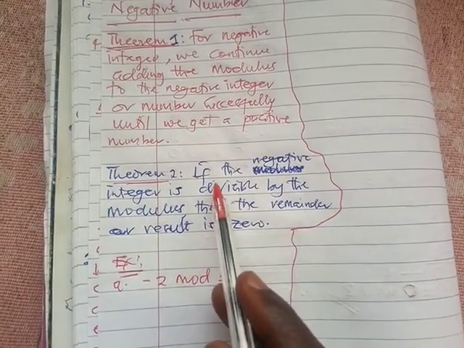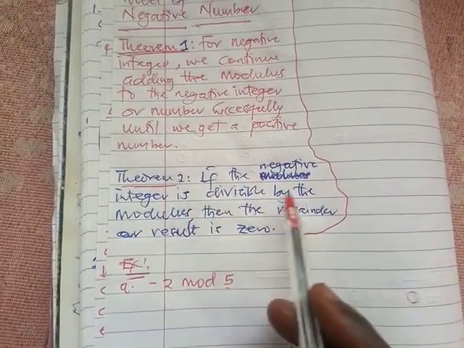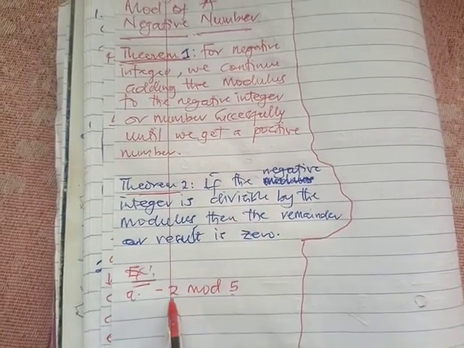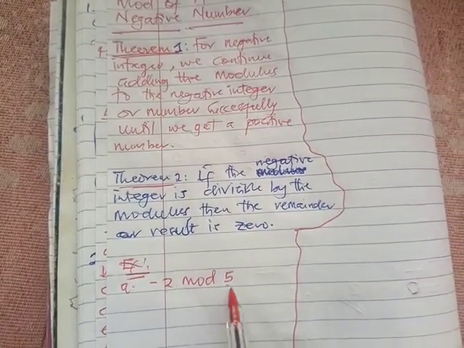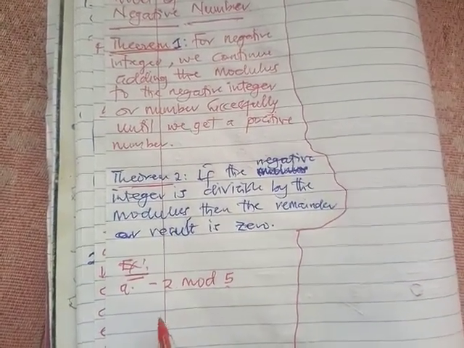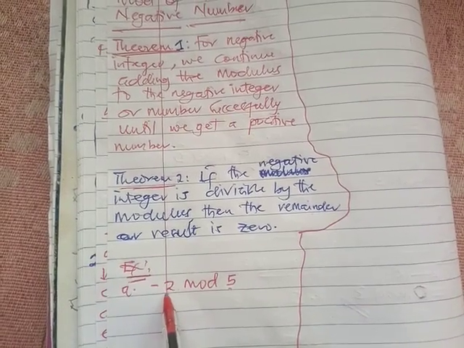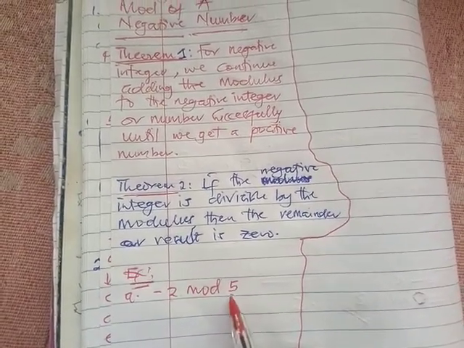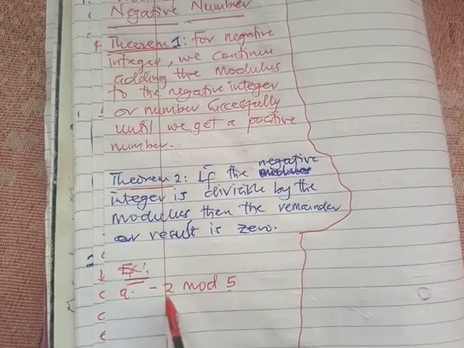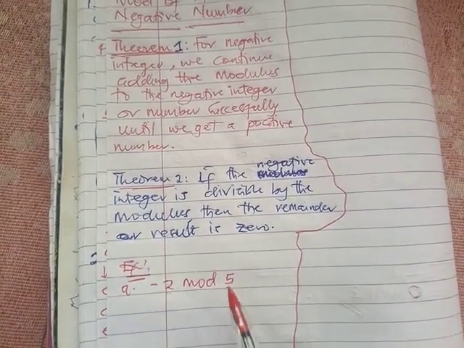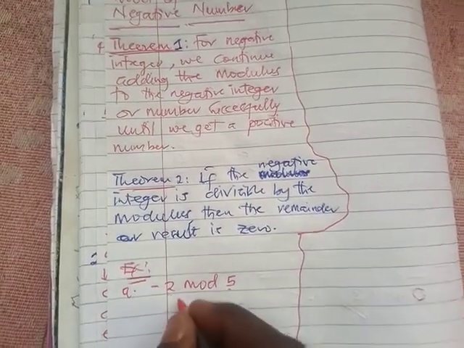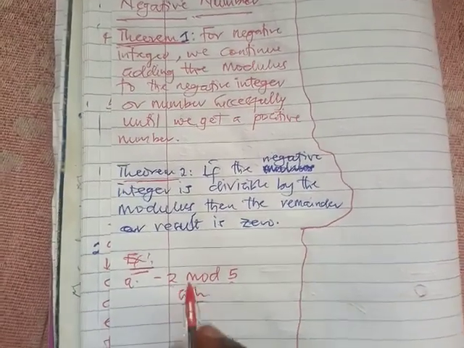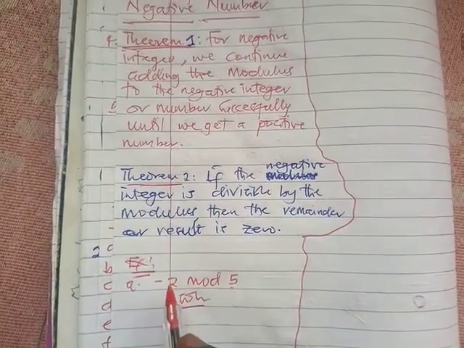And listen to this theorem. If the negative integer is divisible by the modulus, if you're able to divide this number by this, then the answer is 0. By looking at this, we can't divide. 2 can't divide 5. Okay, so since 2 is not divisible by 5, we can't say that our answer is 0. So what we do is that we add 5 to -2.